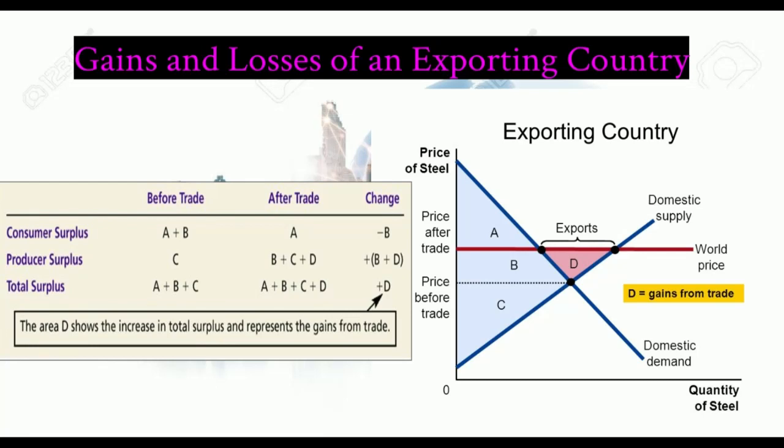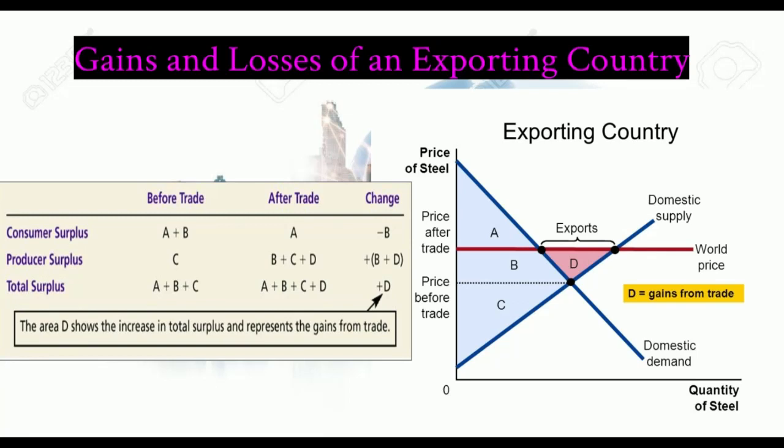Now look at the consumer surplus. Before the trade was allowed, consumer surplus is the area above the price line and below the demand curve. So the consumer surplus was A plus B. Now after the trade is allowed, the consumer surplus changes to only A, and the change in consumer surplus is minus B. That means there is a loss of consumer surplus by minus B units.